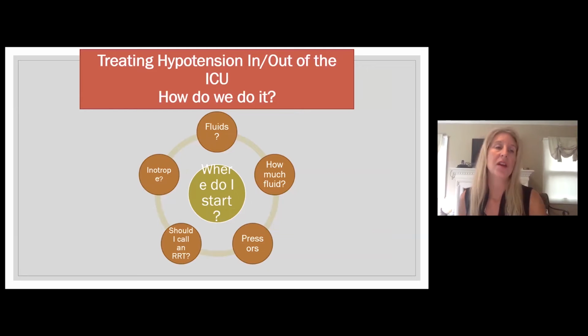So I want you to think about how we are treating hypotension, both in and outside of the ICU setting. Think back to the last patient that you took care of that became hypotensive. Let's say their blood pressure dropped to 70/50 or 80/40. How did you treat that hypotension?